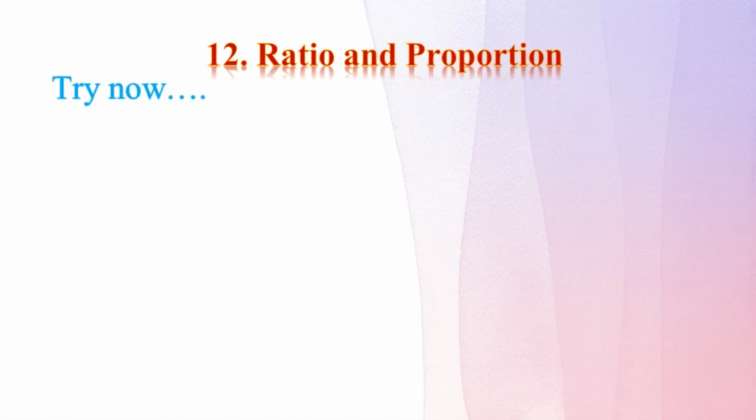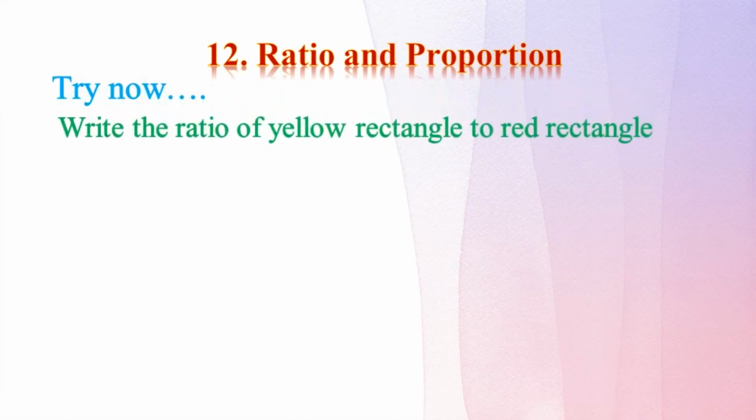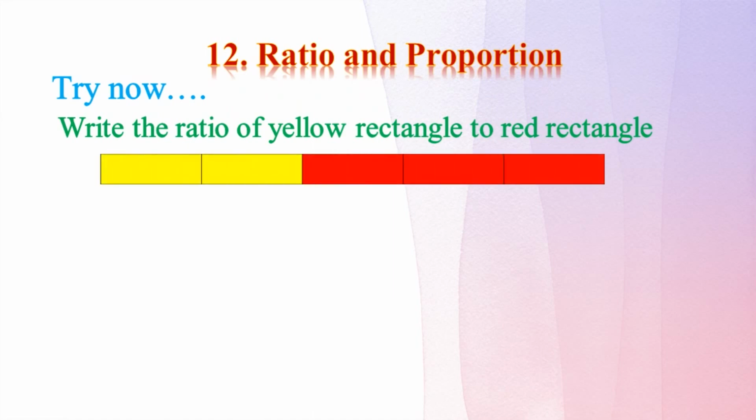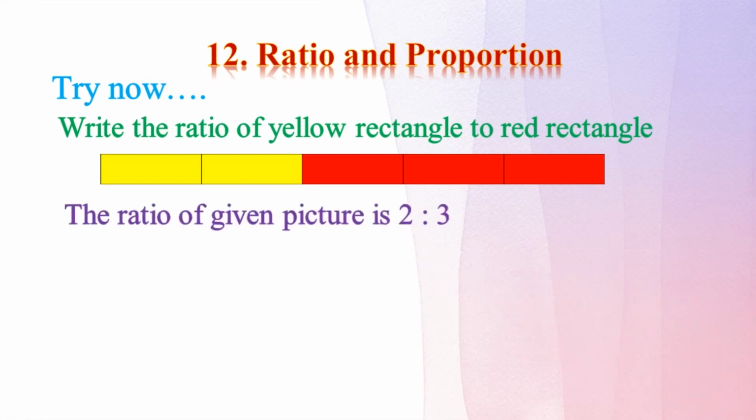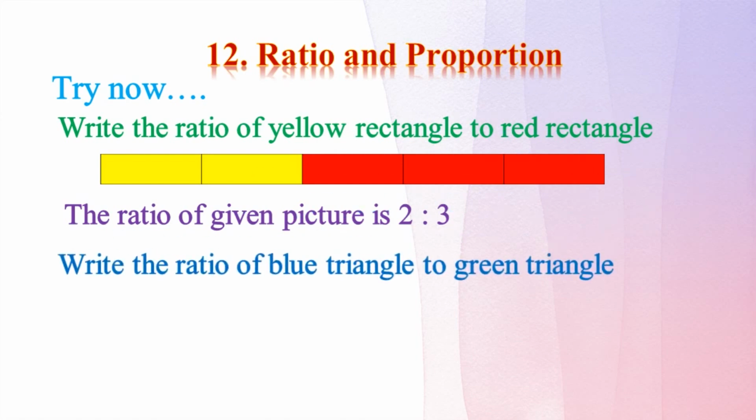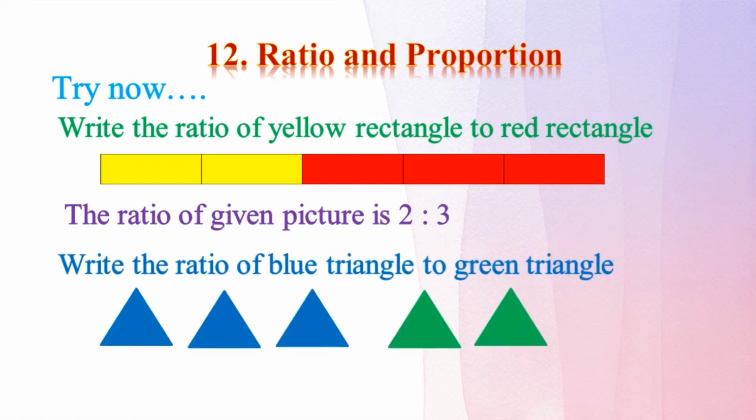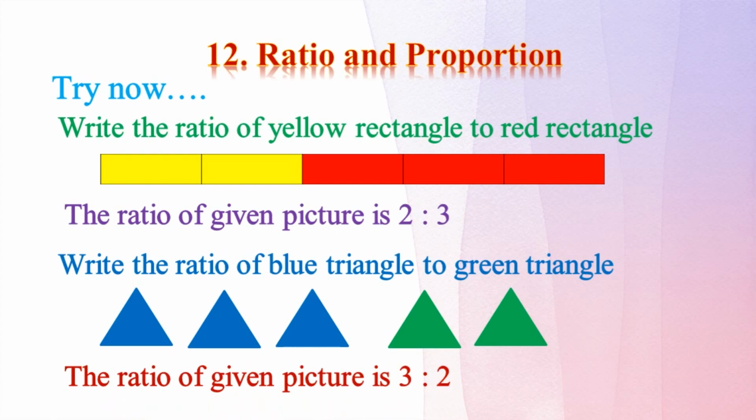Now we are going to try. Write the ratio of yellow rectangle to red rectangle. Look at these rectangles. There are 2 yellow rectangles and 3 red rectangles. So the ratio for the given picture is 2:3. And write the ratio of blue triangle to green triangle. Here we have 3 blue triangles and 2 green triangles. So the ratio for the given picture is 3:2.